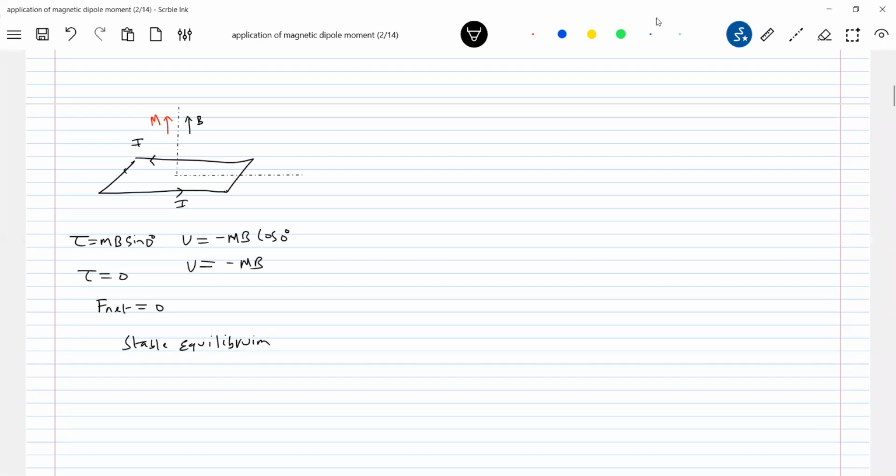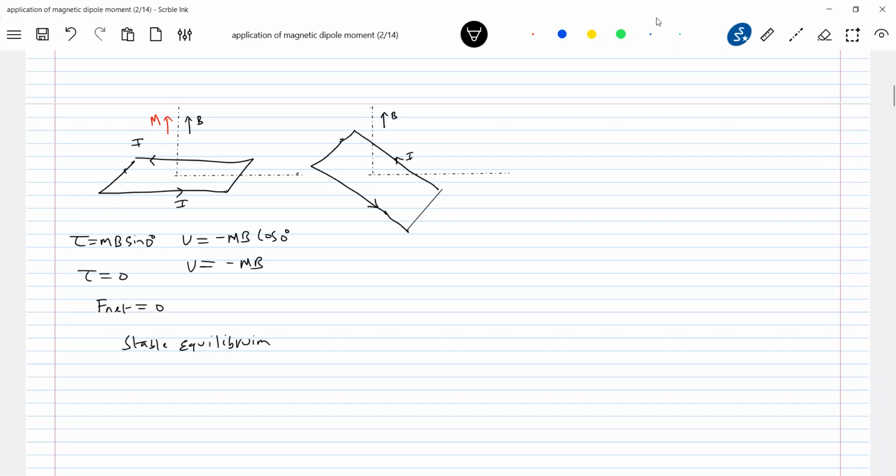So let's disturb this ring. I'm going to disturb it. The direction of B bar will be retained as it is; I'm not going to change it. Can you guess about the M bar? See, it is lying in the XY plane.